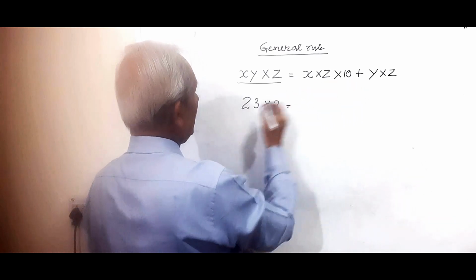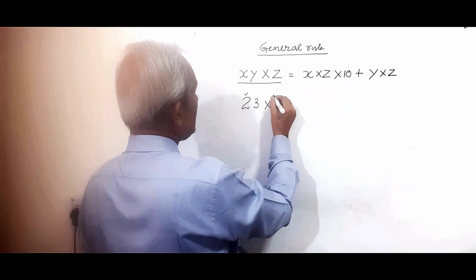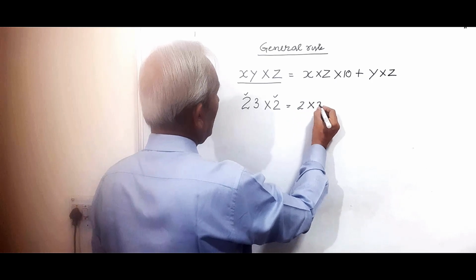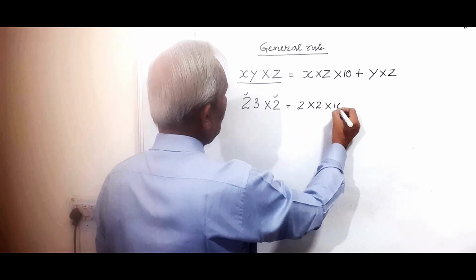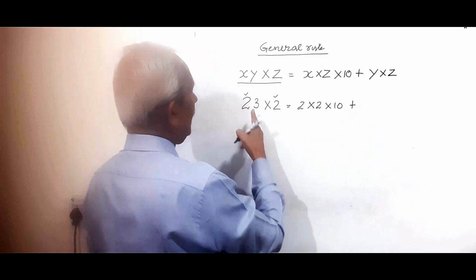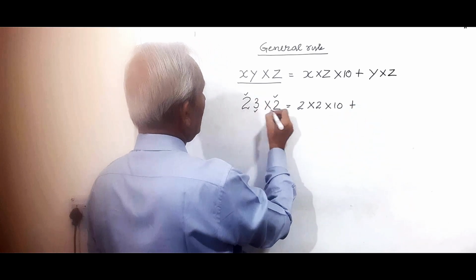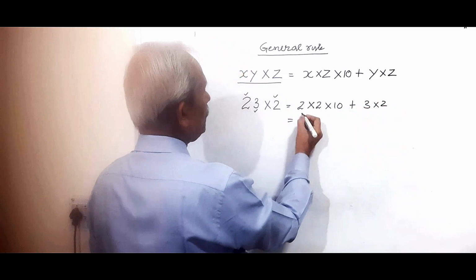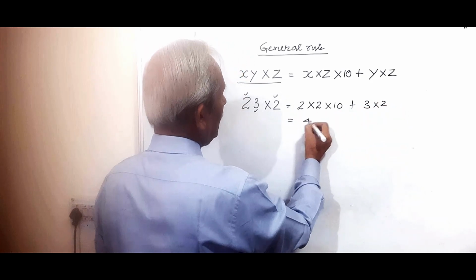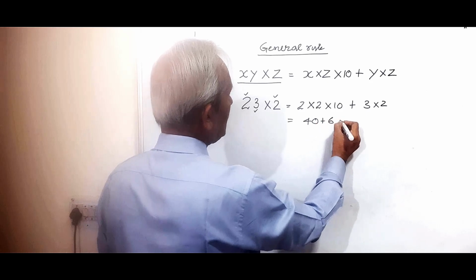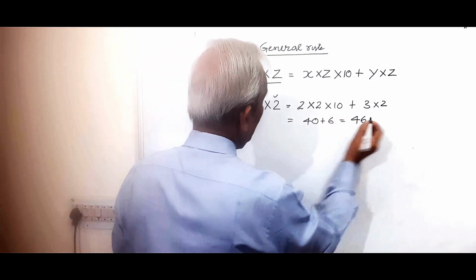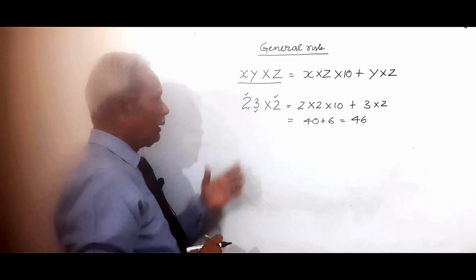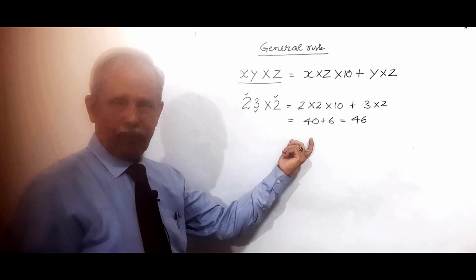X into z into 10. This is x, this is z. So x is 2, z is 2, into 10, plus y into z. This is y, this is z, 3 into 2, which is equal to 4 into 10, 40, plus 6 is equal to 46. This is a small number, you could have otherwise done it, but if you take a bigger number, this will become easier for us to do, right?